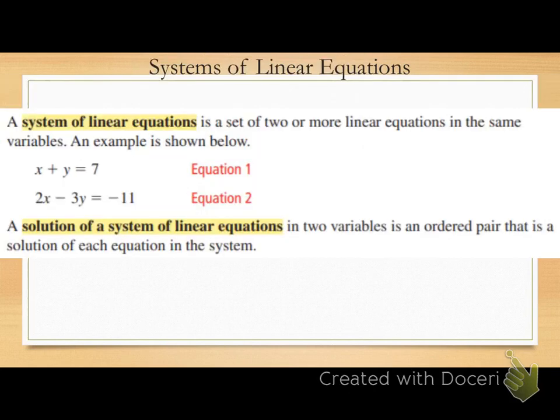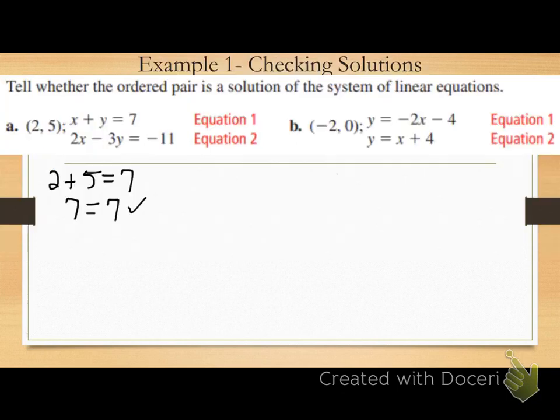What did the last sentence say on this previous slide? Yeah, it's got to be a solution for each equation. So I still have to check my second equation as well. So 2x minus 3y equals negative 11. I'm going to do the same thing.